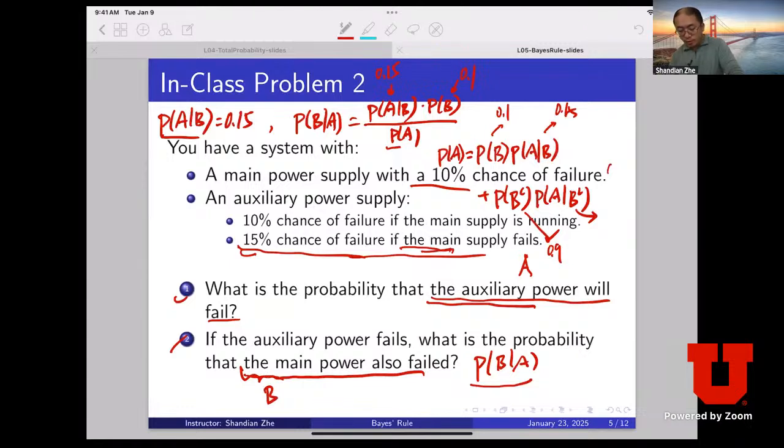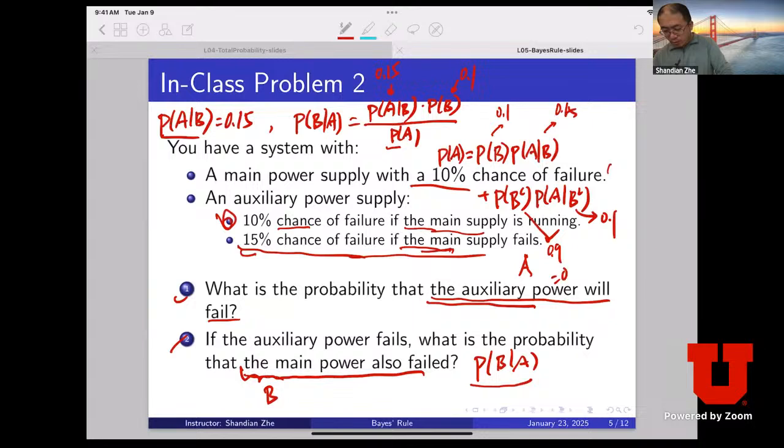Yes. So we actually read it from this statement, right? B means the main power failed, and B complement means the main power is still working, is running, right? Given the main power is still running, the chance this auxiliary supply fails is 10%, so that's still 0.1. Now you just add them together, you get the probability of A.